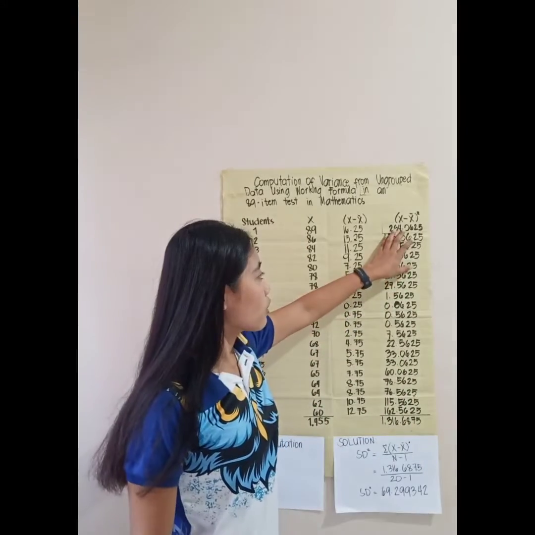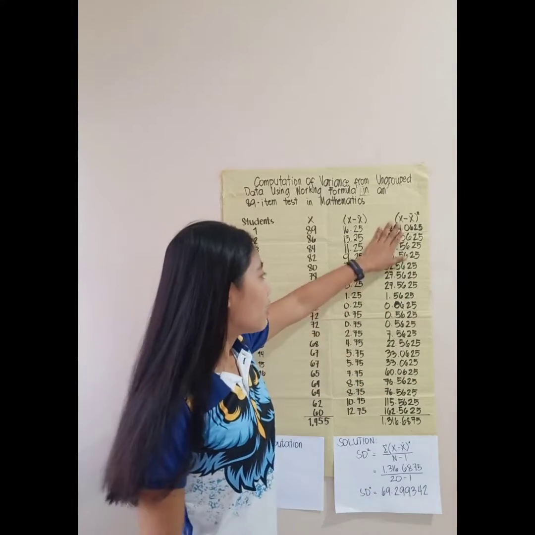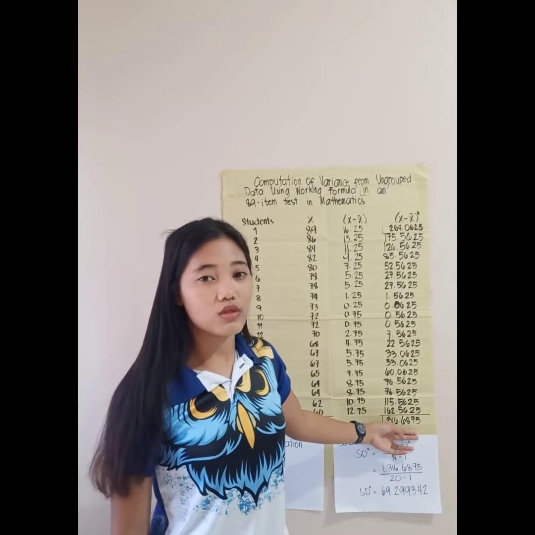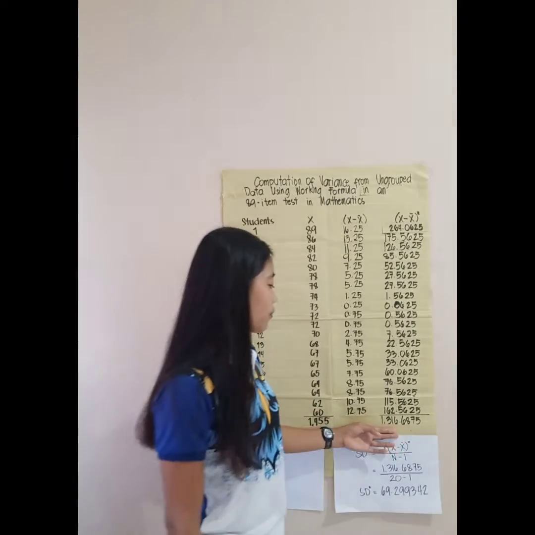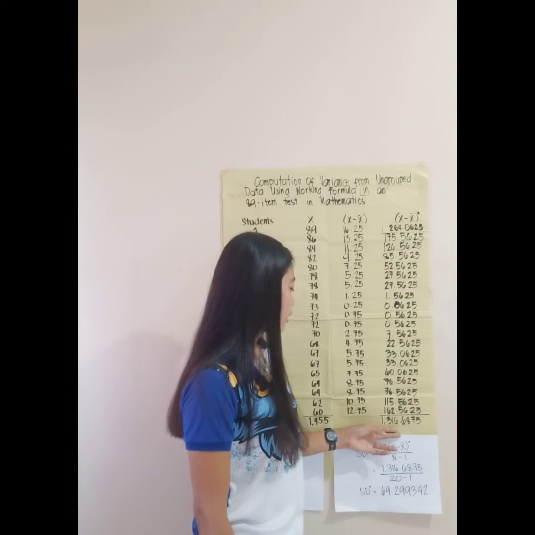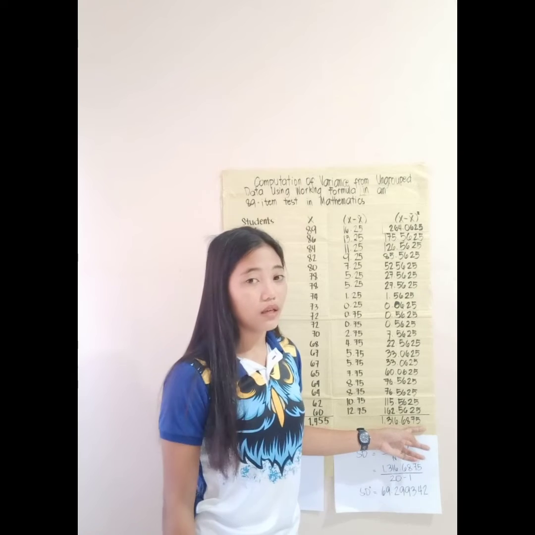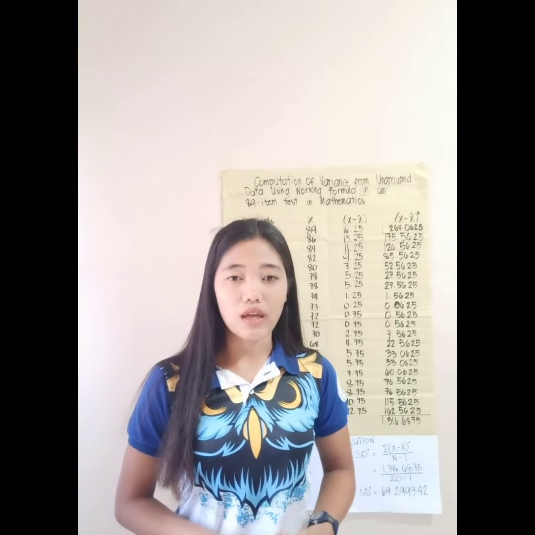After you get all the values of x minus mean squared, add all of these values to get the sum of x minus mean squared. So we have already the result, which is 1,316.6875.